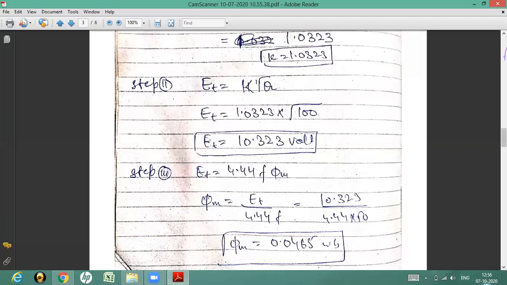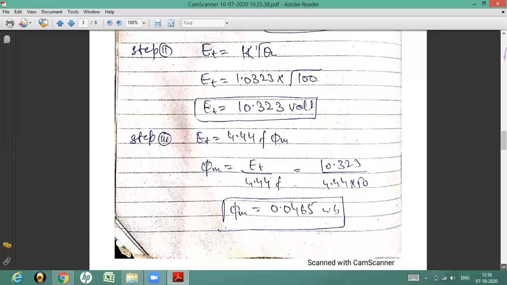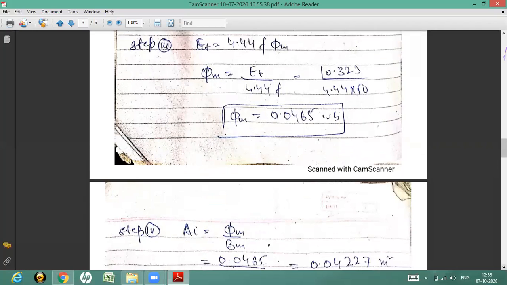Okay. What is the next step? After calculating the value of phi m, we have to calculate the value of AI, that is net AI. AI is equal to phi m upon Bm. What is the value? 0.0422. Yeah, absolutely. 0.04227 meters square. So up till that stage, you are proceeding towards the right approach. Fine. Shall I continue next?